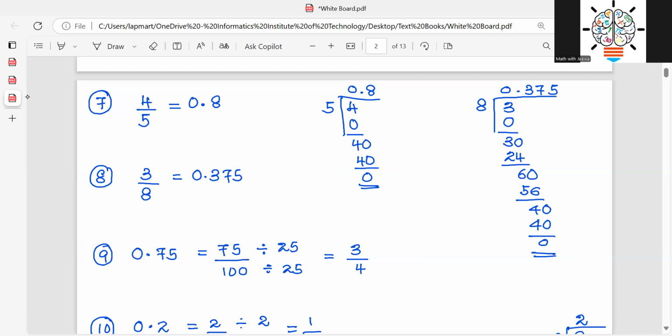So show all of your workings like this on one side and get the answer. Transfer the answer to the relevant place. You can show all your workings like this, right? So I have divided. So initially it is 0.